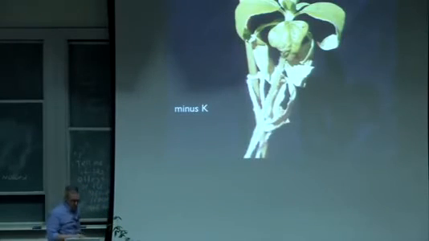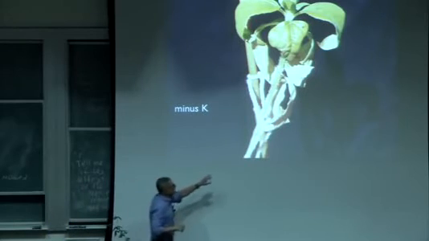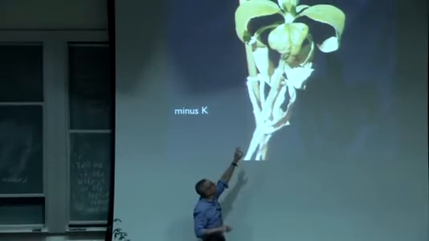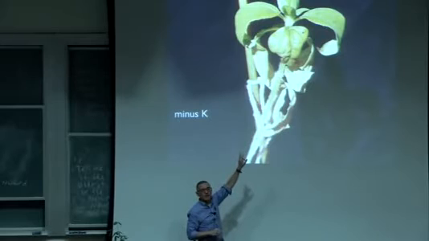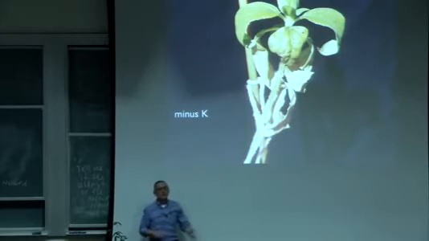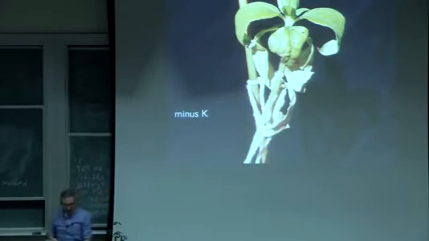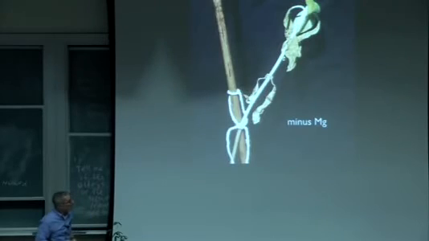Here's an example of a plant where the element is mobile, so that the older leaves look crummy, but the newer leaves are still green. We've run out of the element, and the plant is constantly removing it and moving it up to the top. Here is another one. This is minus magnesium. Again, the older leaves look crummy, and the newer leaves look fine.